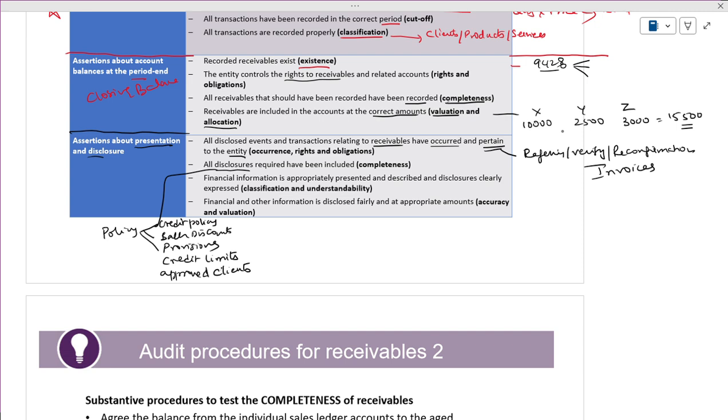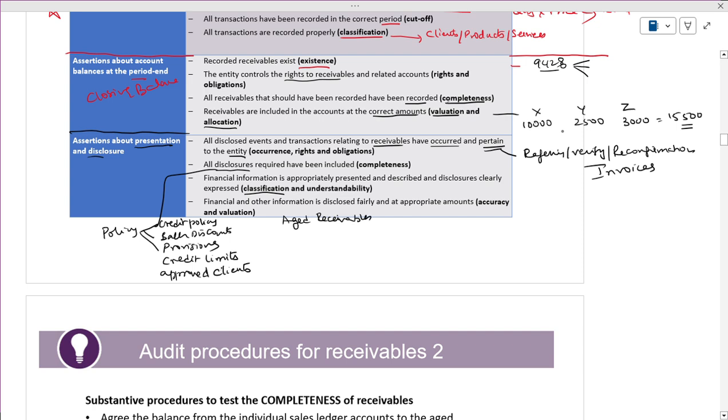Financial information is appropriately presented and described, clearly expressed in terms of classification in terms of number of days. We will do this in terms of aged receivables.